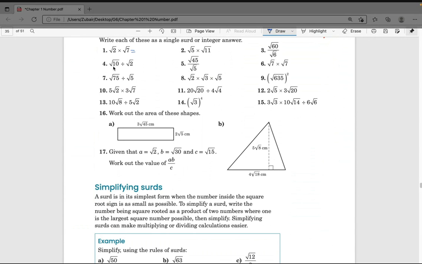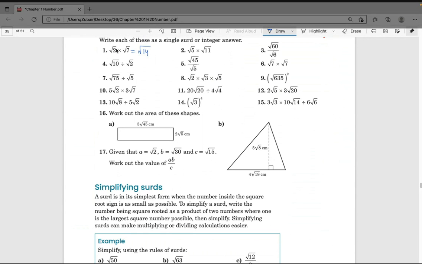Multiplication. Square root 2 times square root 7. The final answer is square root 14.